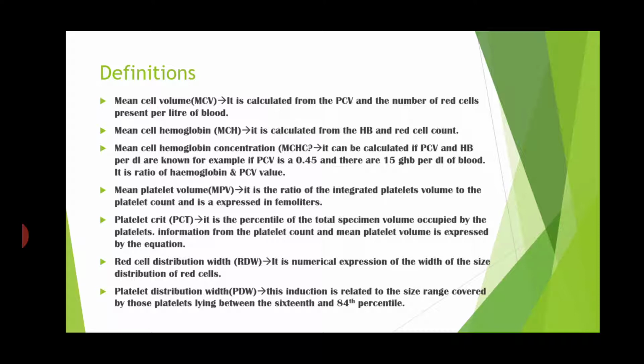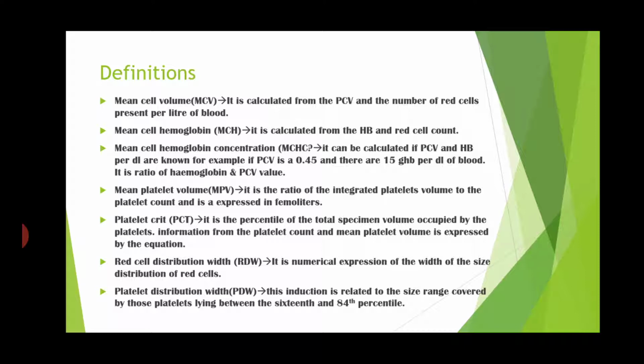Mean cell hemoglobin, MCH. It is calculated from the HB and red cell count. Third, mean cell hemoglobin concentration, that is MCHC. It can be calculated if PCV and HB per deciliter are known. For example, if PCV is 0.45 and there are 15 gram hemoglobin per DL of blood, it is the ratio of hemoglobin and PCV value.